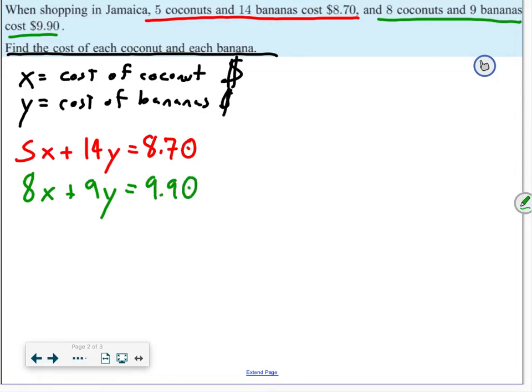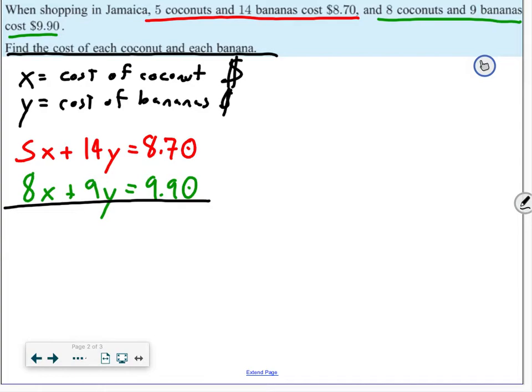Now that I have these set up, again, I have both my x's and y's on one side, so I need to solve my system here. Because I have them both on one side, I find it easiest to do elimination. I don't have any negative values here, so I'm going to have to try and get a negative. And I don't have any common factors with 5 and 8 and 14 and 9, so I'm going to have to multiply both of them.